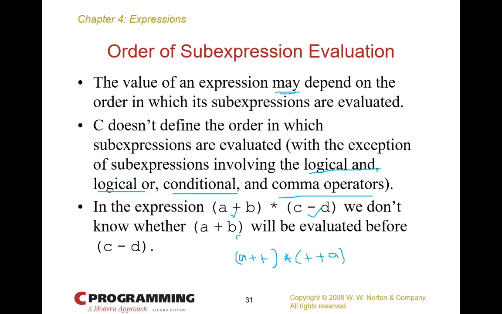So let's say A is equal to 2. What will happen if, let's assume, it goes from this one first and then this one second? So what would happen? A plus plus would be 2. So A would be 2 times plus A would be 3.